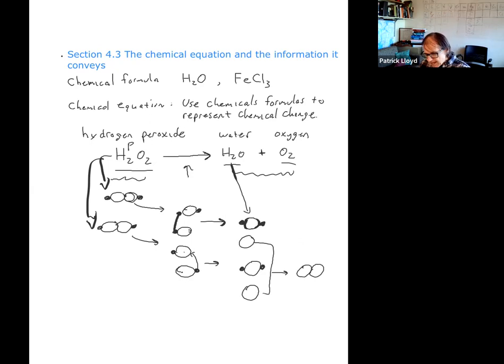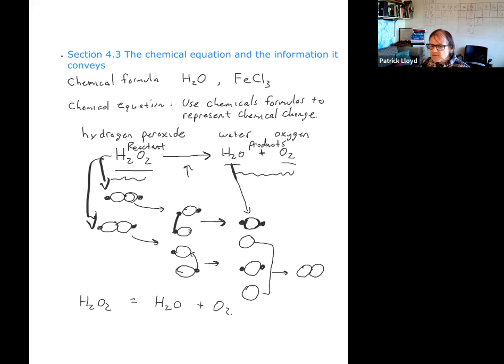We call it a reactant. The water and the oxygen are the finishing materials, right? They're what we call products. They're the products of this reaction. And this whole thing is called a chemical equation. The chemical equation is kind of like an algebraic equation. We used to write it this way. We would say H2O2 equals H2O plus O2.